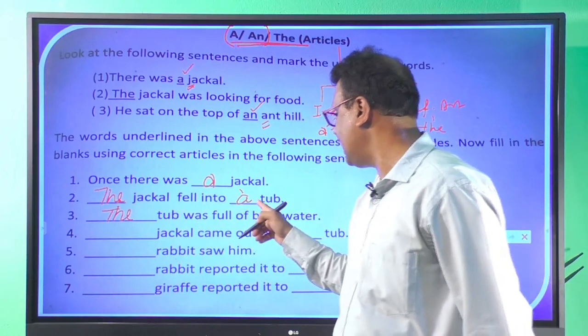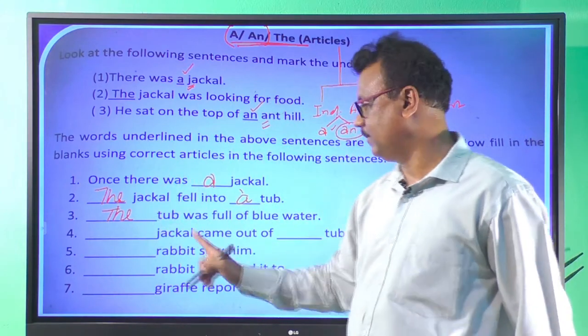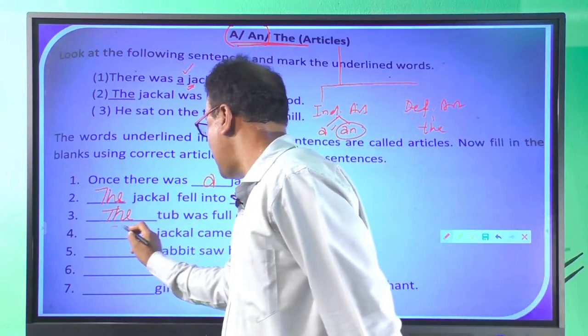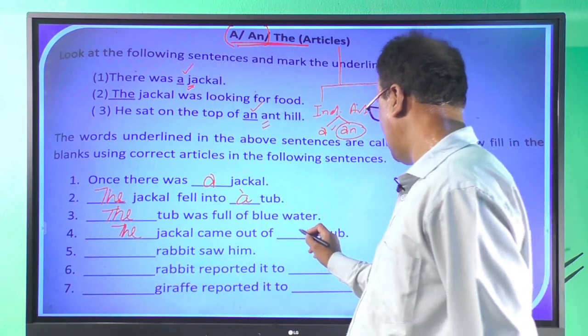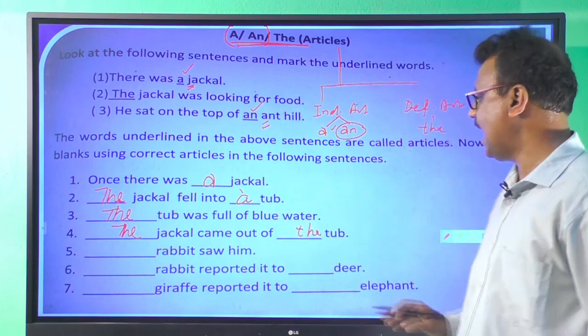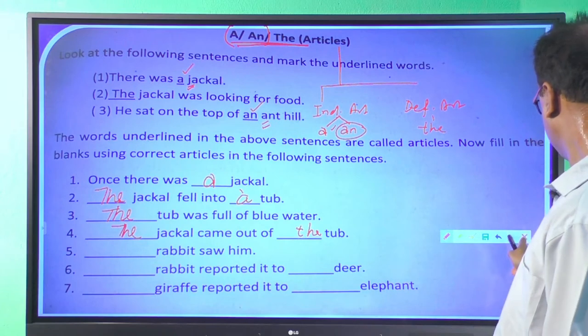Similarly, there was a tub. Then we are concerned about that particular tub. It is indefinite, it is definite. Now, the jackal came out of the tub. Okay, so both jackal and tub became definite. See, in this way you can do it, no problem.